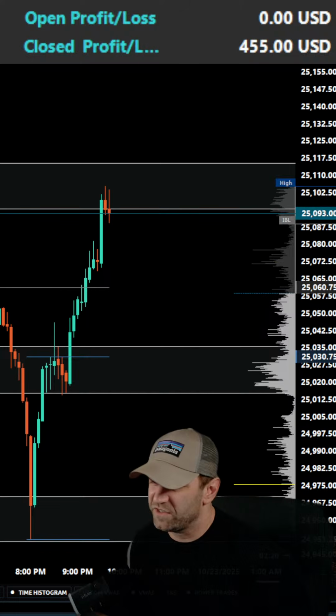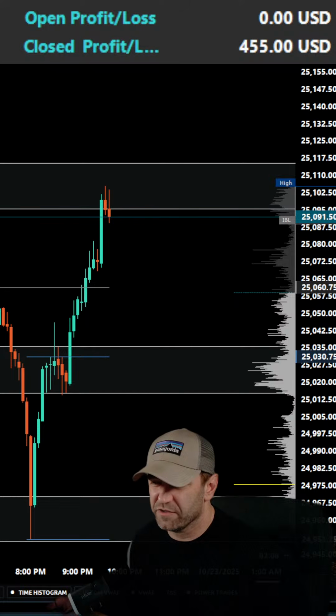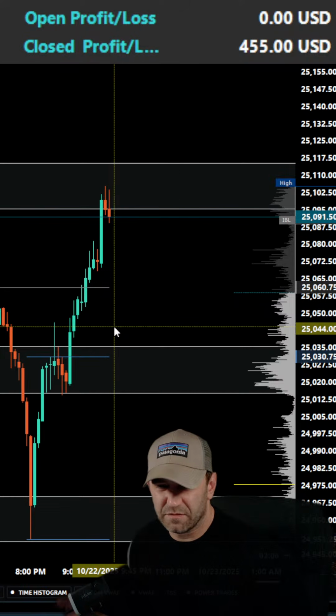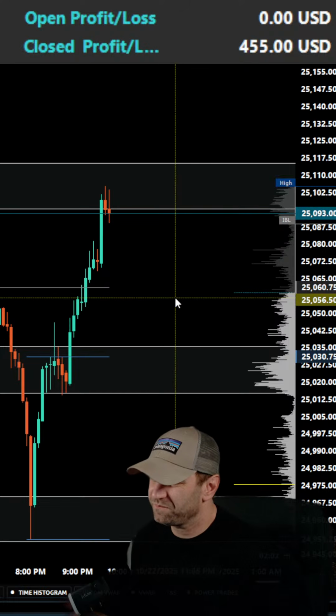This is the DOM surface. It's kind of similar to Bookmap. It's just a visual representation of the DOM. But other than that, I don't use a whole lot of indicators at all. I like my charts to look fairly clean, not have a lot of noise on them.